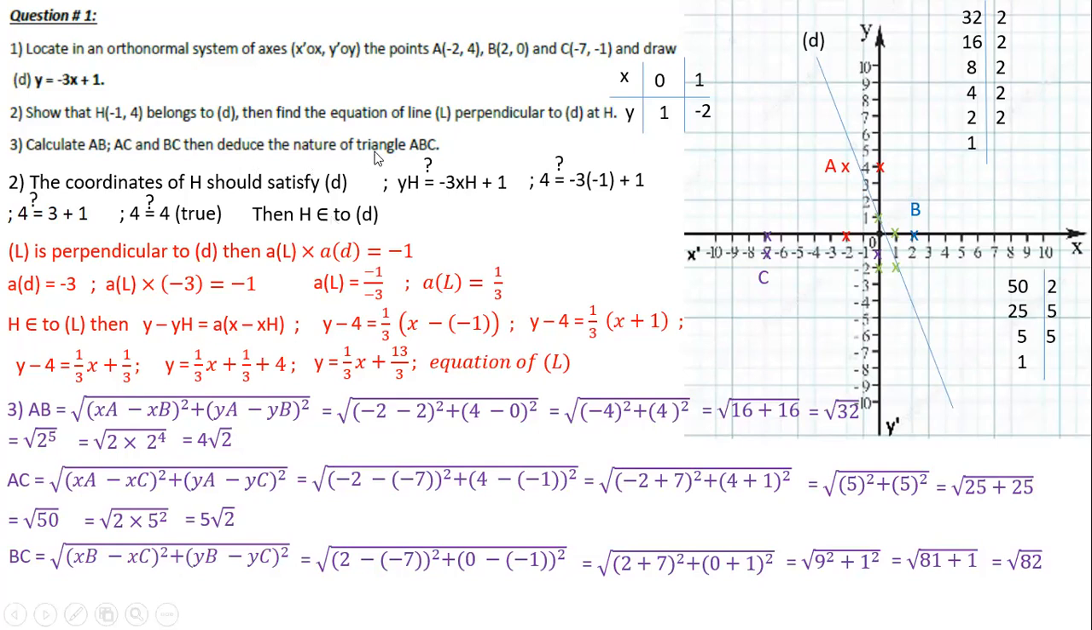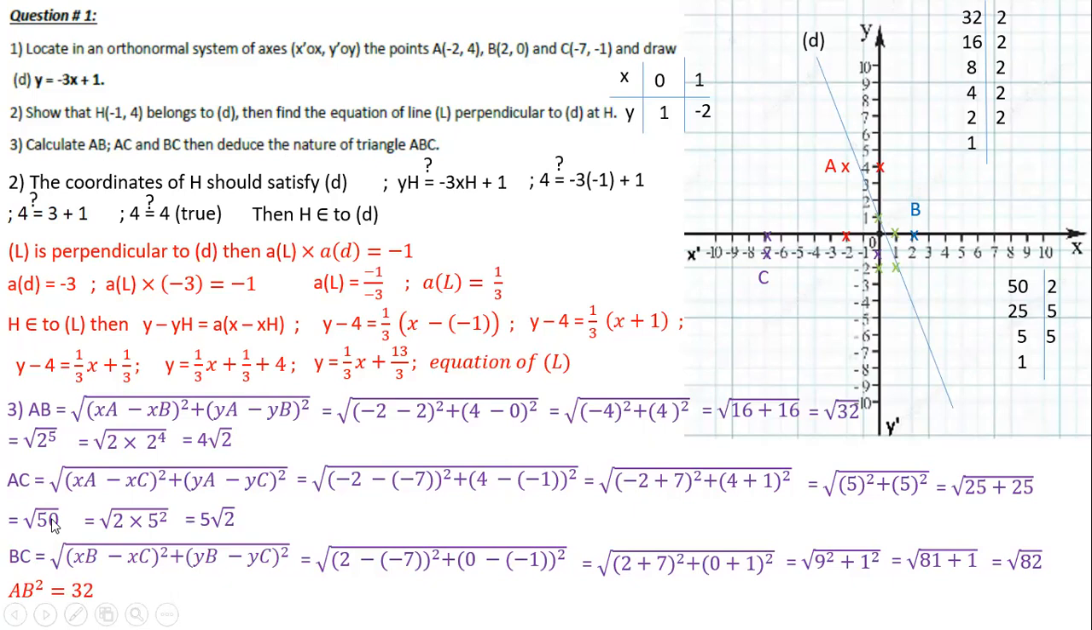And deduce the nature of triangle ABC. Yesterday, I said, whenever we are asked to calculate 3 sides and then we are asked to deduce the nature of a triangle ABC, this is AB, this is AC, this is BC. Directly, I think of using the converse of the Pythagorean theorem. So I calculate AB square, AC square, and BC square. AB square is equal to 32. Since AB is equal to radical 32, then AB squared will be equal to 32.